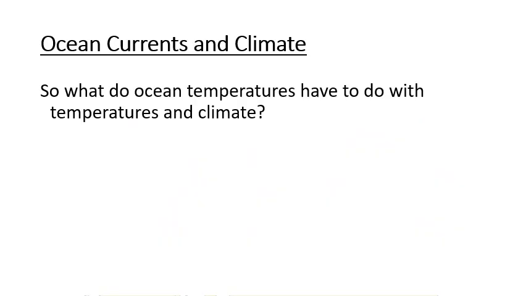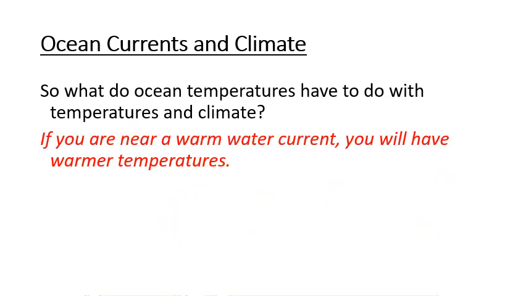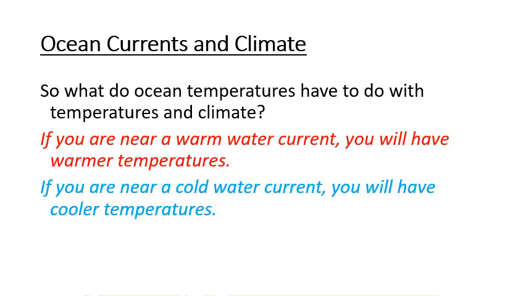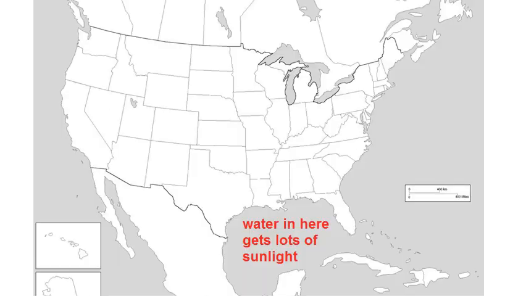Now, what does this have to do with our weather and climate? Well, if you're near a warm water current, you're going to have warmer temperatures. If you're near a cold water current, you're going to have cooler temperatures. And now we're going to talk about the most significant ocean current to us here in Georgia, and actually to the whole eastern United States.